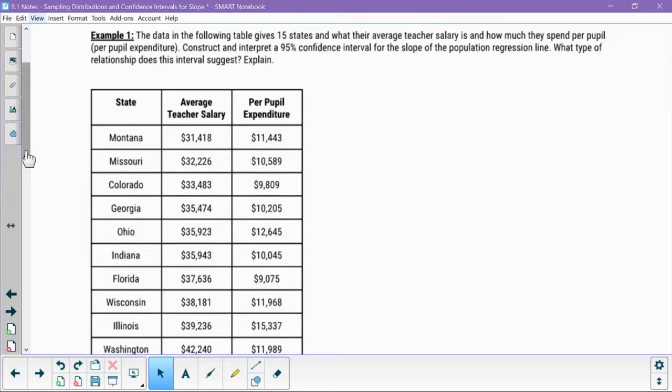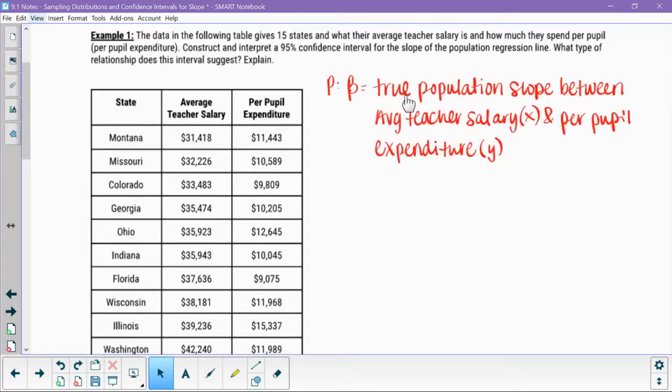We are going to go through the steps of PANIC. So first I'm going to start off by defining my parameter, pretty easy. I'm going to say beta is the true population slope between average teacher salary x and per pupil expenditure y. Now, my assumptions and conditions are where it gets very, very long. I'm going to have to go through all 5 of LINER.